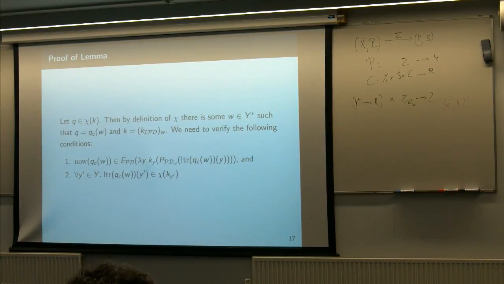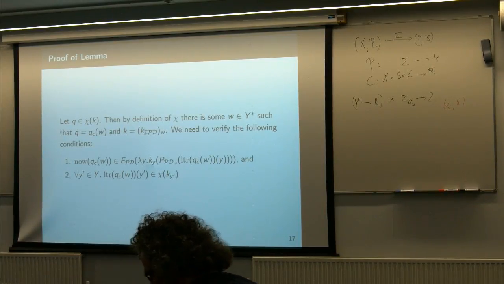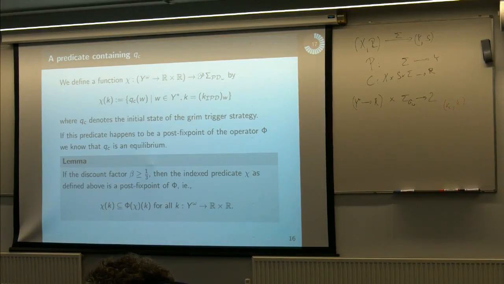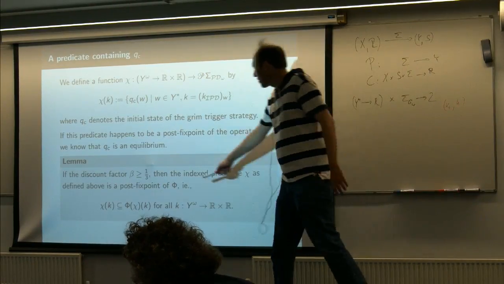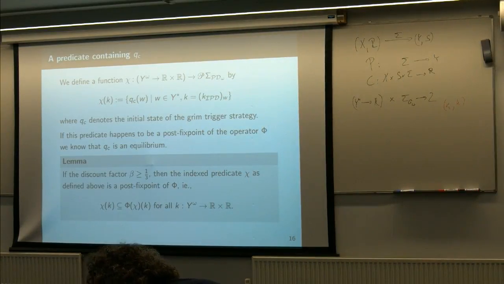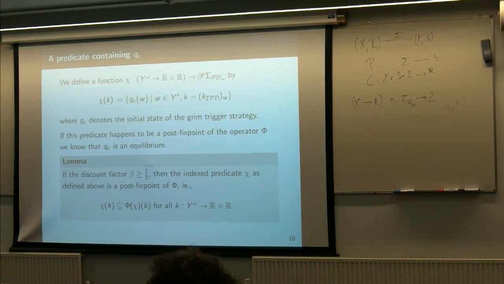But okay, so this is the proof of the lemma. We have it in the paper, it's detailed. It really just proves that thing, and the discount factor beta bigger or equal than 1/3. The thing is, we started with a payoff function for the prisoner's dilemma, which was already in some papers, such that we were also sure that this is the correct beta.